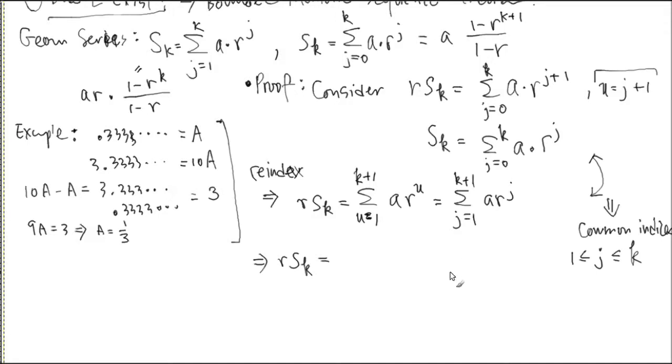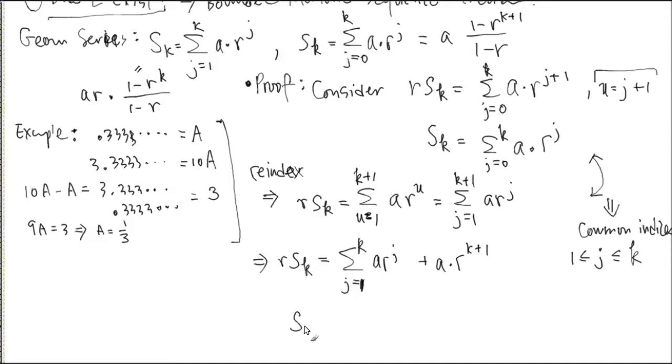Whatever is outside the common index, you write it. So r times sk is here. If you separate the common index part, the common index is 1 to k, so starting from 1 to k, a times r to the j. What do I have to add here to make it the same as before? Here it's 1 through k plus 1. I'm only going from 1 through k, which are the common indices, right? So you still have a times r to the k plus 1 left out. The j did not reach k plus 1, so you must have this one outside.